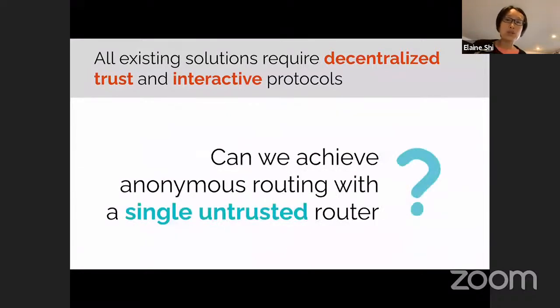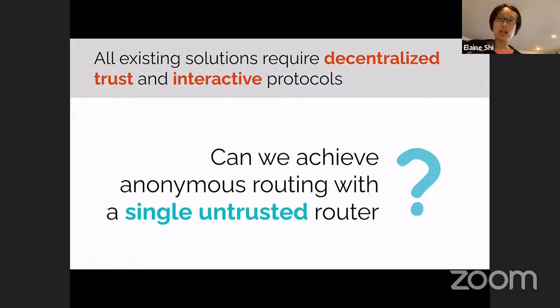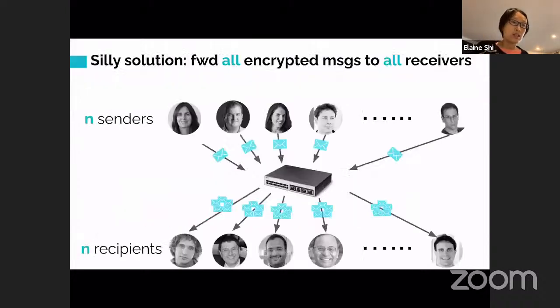Okay, so when I was working with my systems collaborators, they kept asking me, can we do this on a single untrusted router, non-interactively? I was really intrigued by this question, so I started giving it more serious thought. Let's first look at a very silly solution to get a sense of the problem. Suppose every sender and its receiver share a secret key.